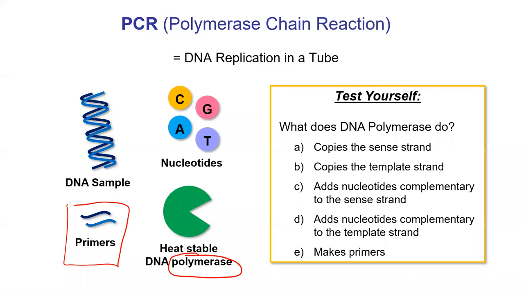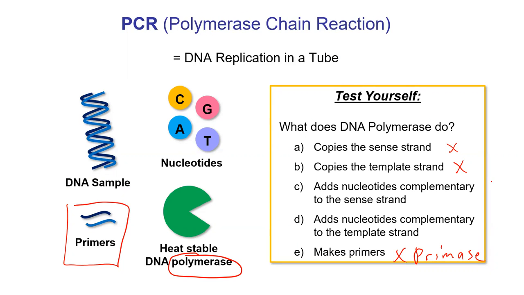So here is a quick test yourself question. It says, what does DNA polymerase do? Okay, so we've got to think about this here, right? Does it copy the sense strand? Does it copy the template strand? The answer is no. It doesn't copy anything necessarily directly, right? So these ones are no. And so C and D, let's look at E first. Does it make primers? No. To make primers, that's primase, remember? So it's going to be one of these two, C or D.